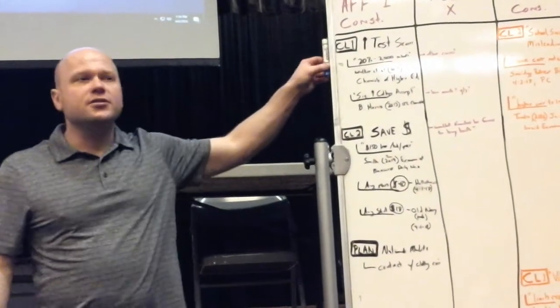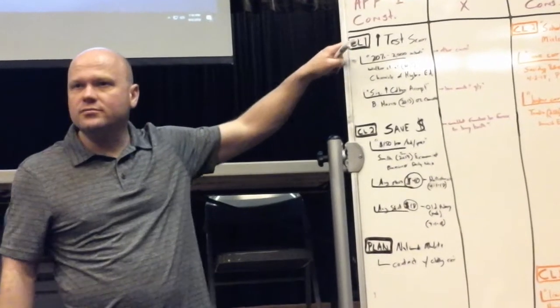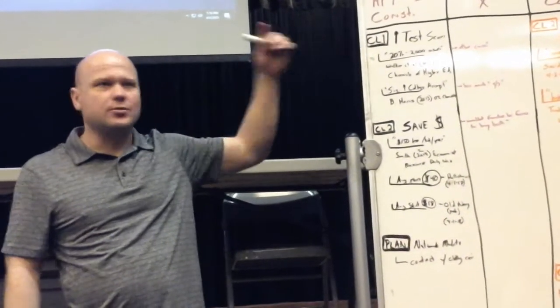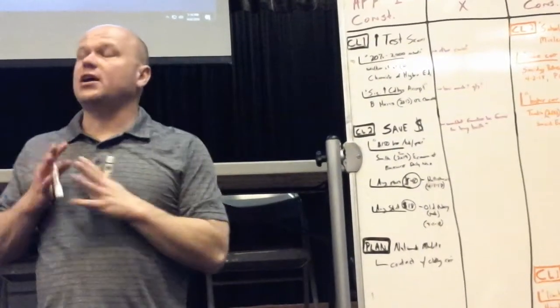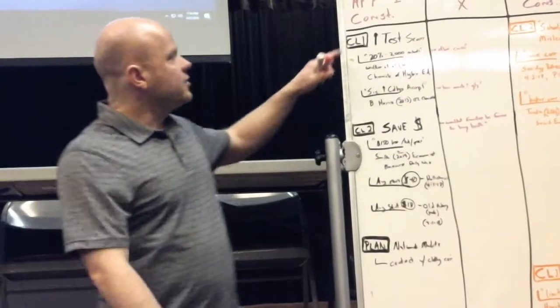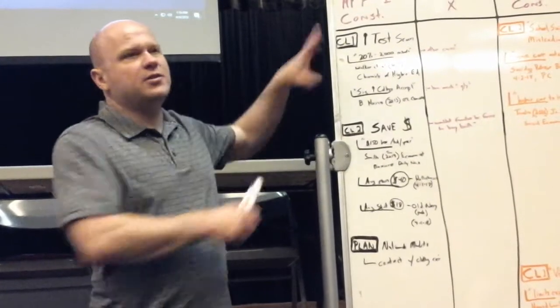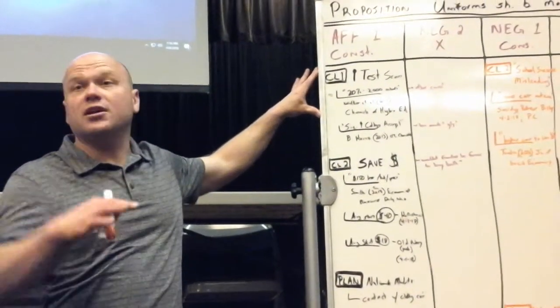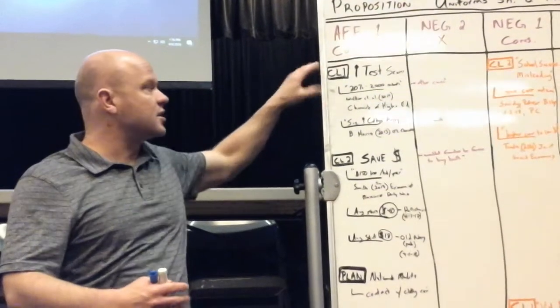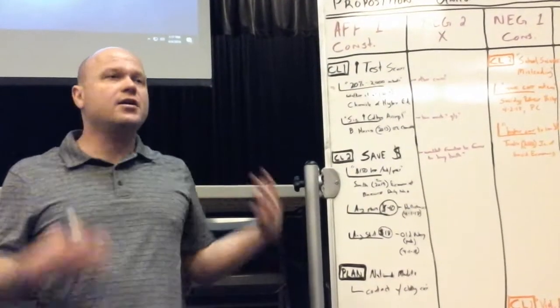Affirmative gets to talk first, and I didn't do harm one. Mine is CL1, and I put a little box around it for claim number 1. Well, if the affirmative, let's pretend I am the affirmative for now. The affirmative talks first, so they're going to be the top row. Their first claim is that it's going to increase test scores. If we mandate school uniforms, it's going to increase test scores. Now, I don't agree with that.